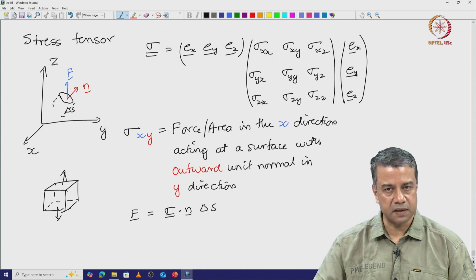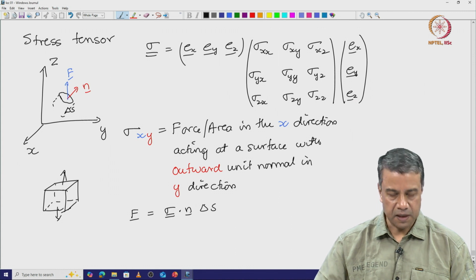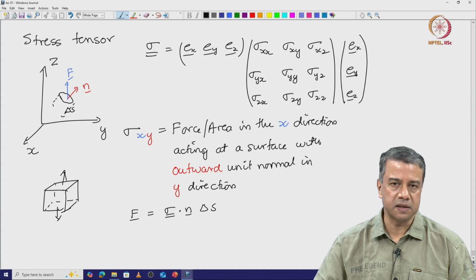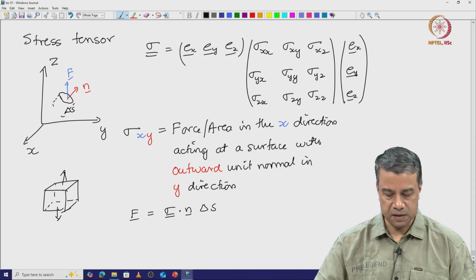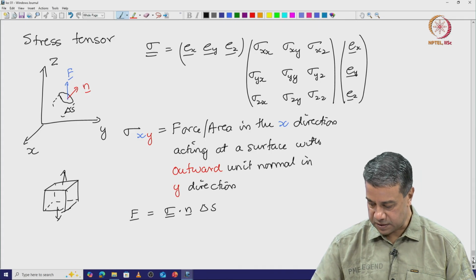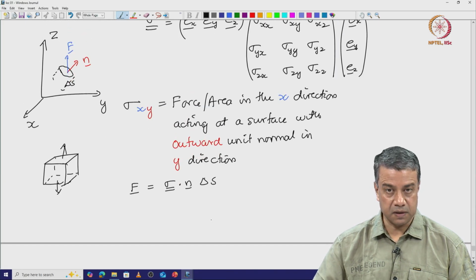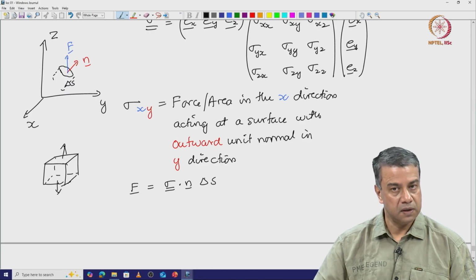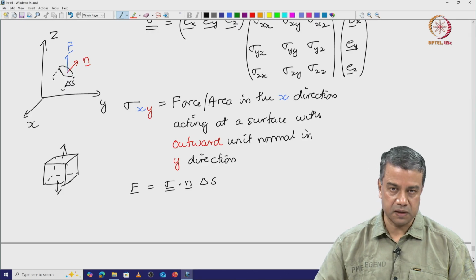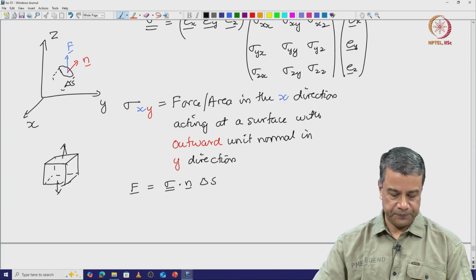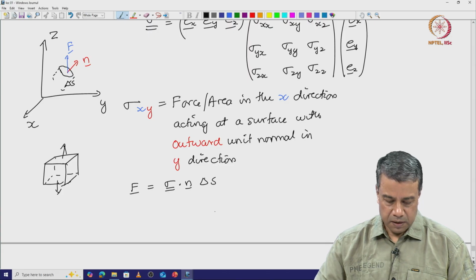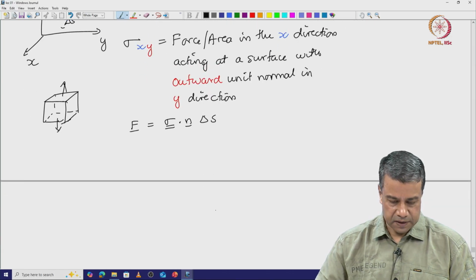So, this is what we had defined as the stress tensor in the previous class. Force per unit area in the i direction acting at a surface whose unit normal is in the j direction is sigma ij. So, that is the stress. This stress could be acting either internal to the flow, at a surface which is within the flow, or at surfaces which are at the boundaries of the flow. It could act in either of those directions. So, that is the definition of the stress tensor.